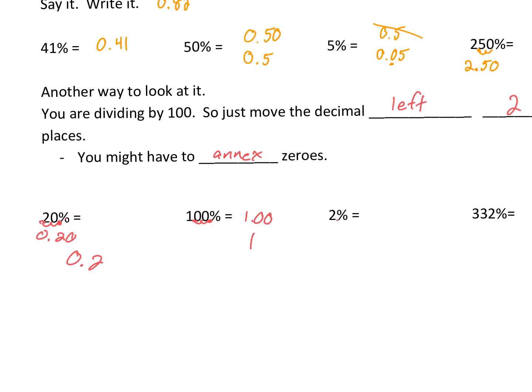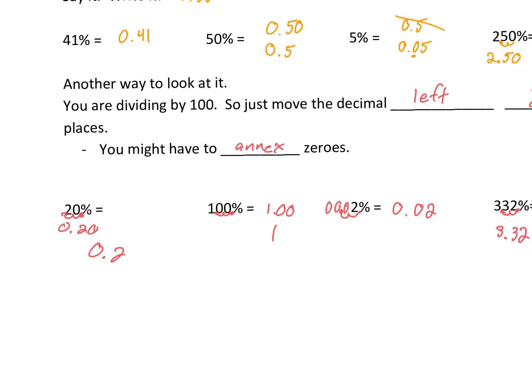2%, move the decimal 2 spots. We can't, we got to annex some zeros. We can always annex as many zeros to the left as we want. Move it 2 times. 2%, 2 per hundred, 2 hundredths. 332%, so 3 and 32 hundredths.